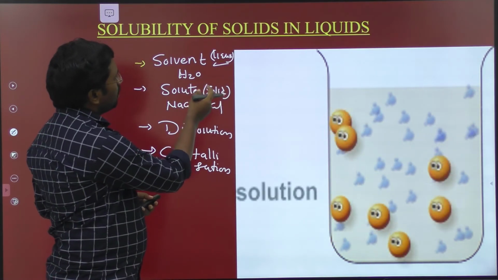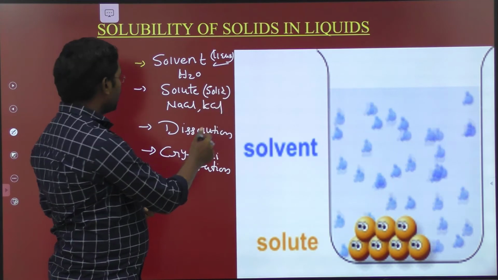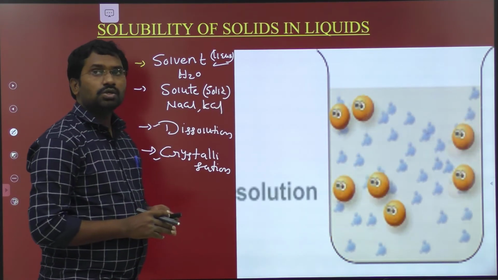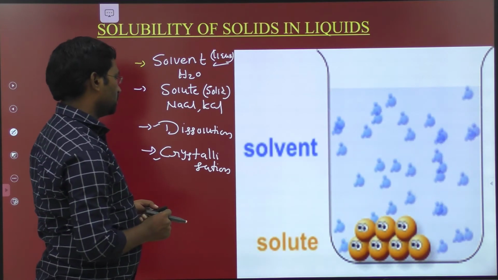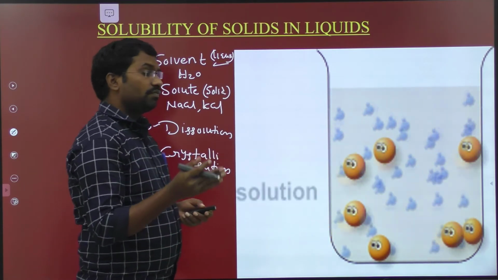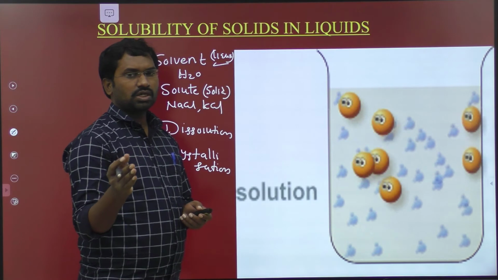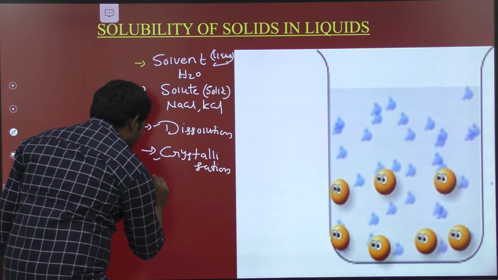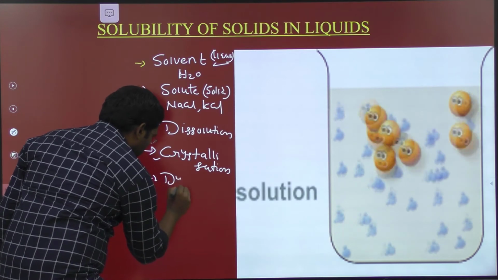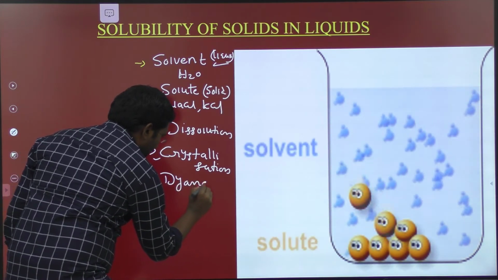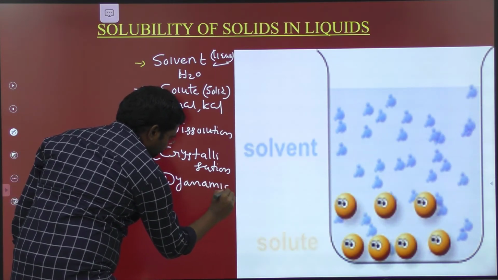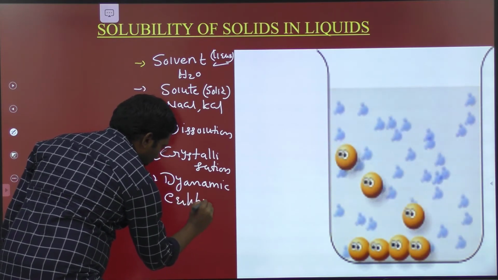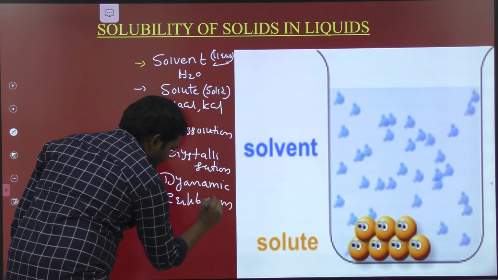Therefore, the solubility of a solid in a liquid mainly involves two processes: the first one is dissolution and the second one is crystallization. When the rate of dissolution and the rate of crystallization are the same, that state is known as the dynamic equilibrium position.